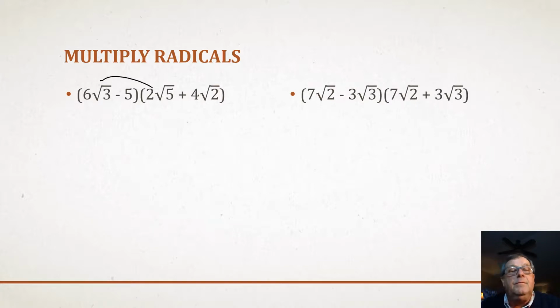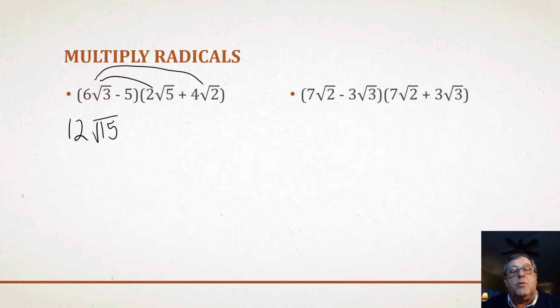So let's see. There's our first. I look at that and I've got 6 times the square root of 3 times 2 times the square root of 5. Well, let's see. 6 times 2 is 12. And the square root of 3 times the square root of 5. Remember, when we're multiplying, we can multiply the numbers under the radical. We can't add them that way. We have to have the same radicand to add them. But the square root of 3 times the square root of 5 is the square root of 15.